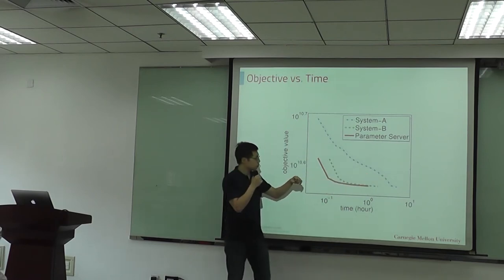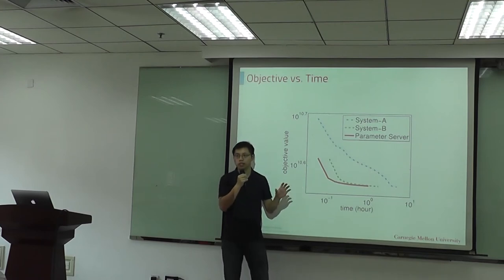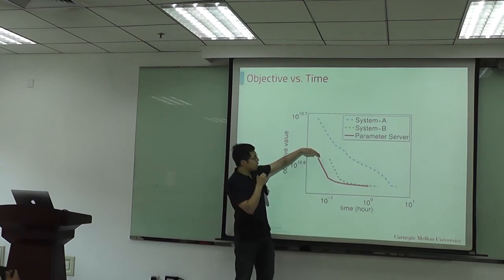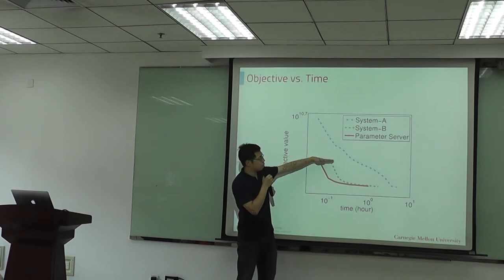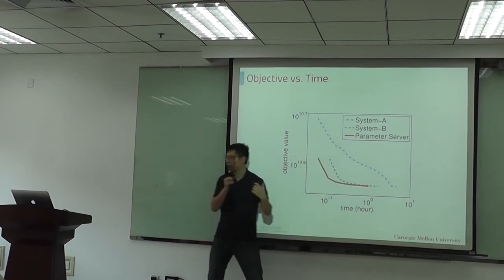And the red line is the same algorithm, but using a relaxed consistency model, that is, you parallelize the CPU and the network. So even though maybe you have the same convergence rate, you can reduce the network time.